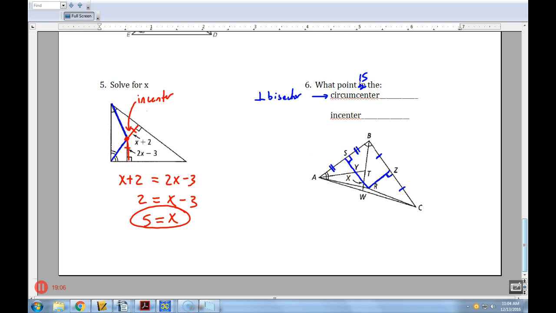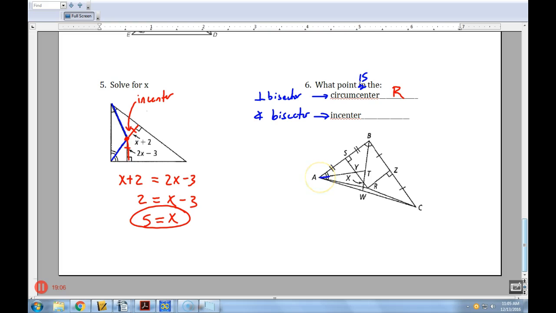Where did those 2 lines meet? Those 2 lines met right here at point R. So point R is in fact the circumcenter because I know who created him. Now, trying to find the incenter, I'm going to get rid of that stuff. Angle bisectors create the incenter, so let's find these angle bisectors.